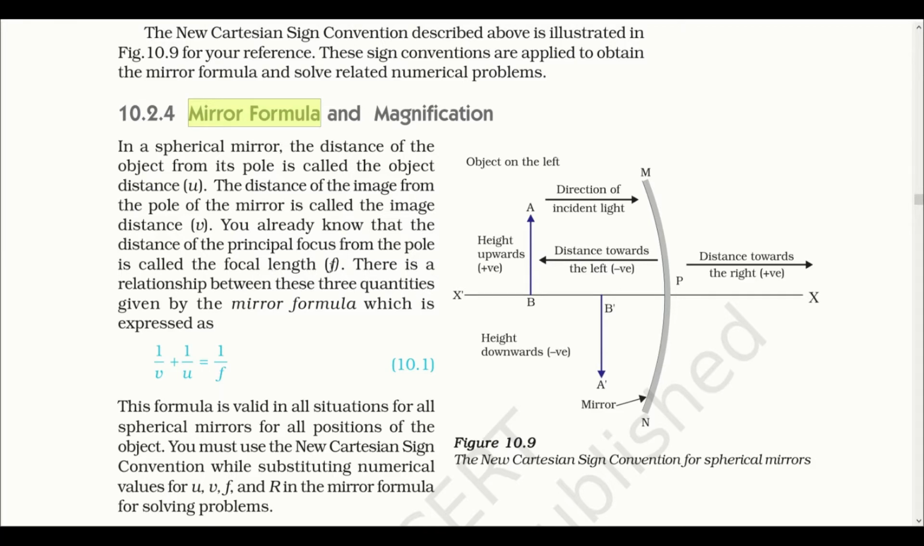So here, three terms are considered for forming a mirror formula: object distance, image distance, and focal length. When any equation shows a relation between these three things, it is called mirror formula. It will be written like this: 1/v + 1/u = 1/f. This formula is valid in all the situations for the spherical mirror for all the positions of the object.